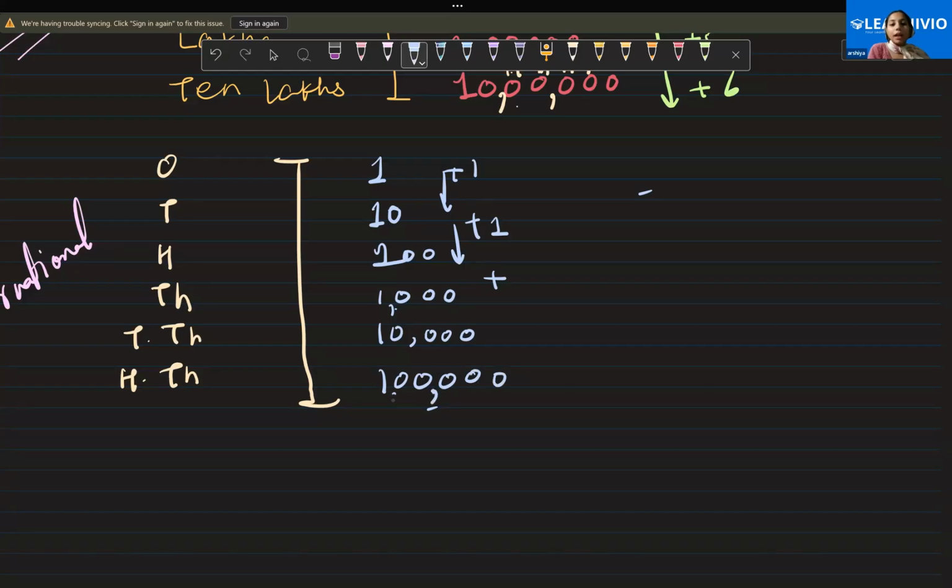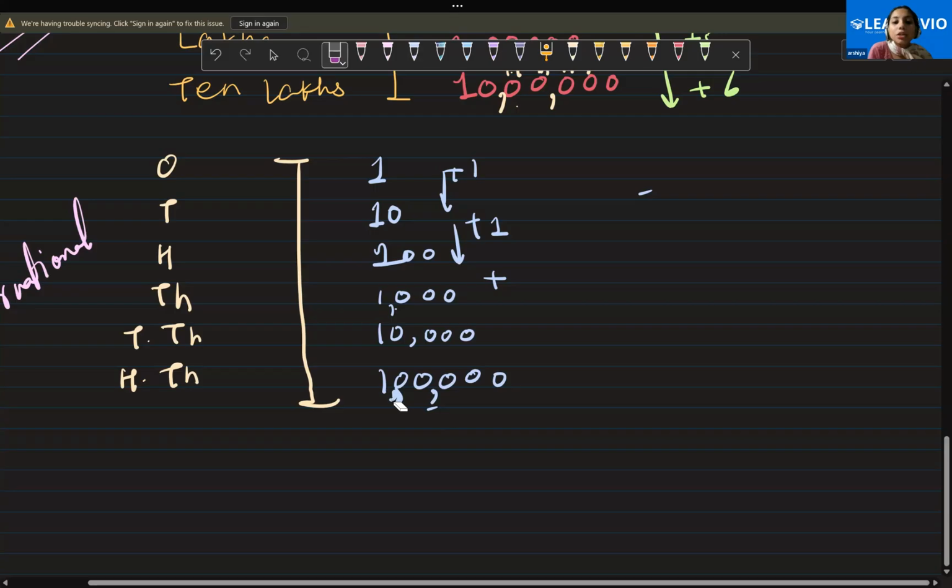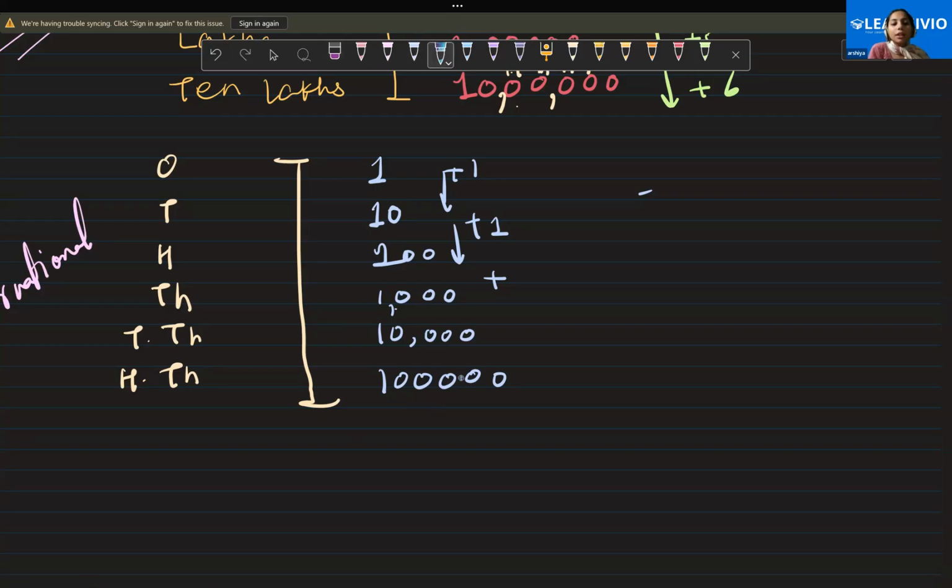And we will not put a comma here. Like in lakhs, we were putting a comma here. We will not put a comma here. That's the only difference. Otherwise, everything is same. So here we are putting the comma, but no comma here.